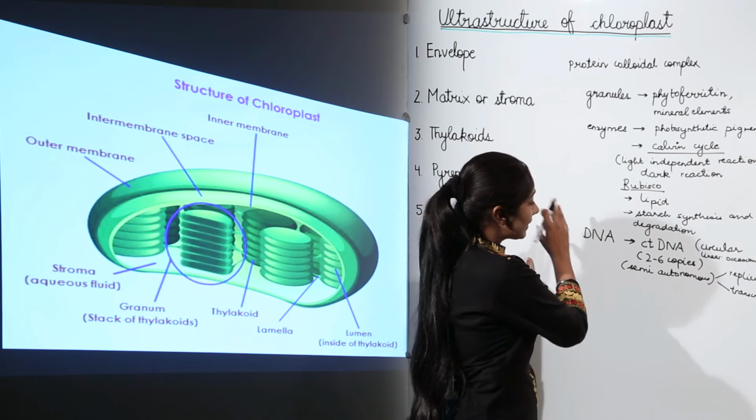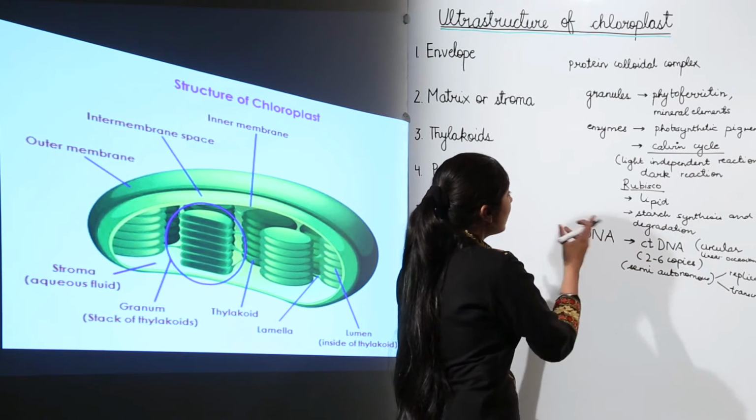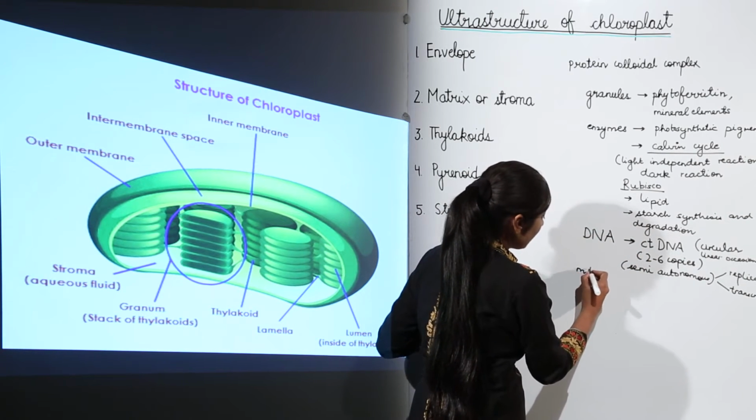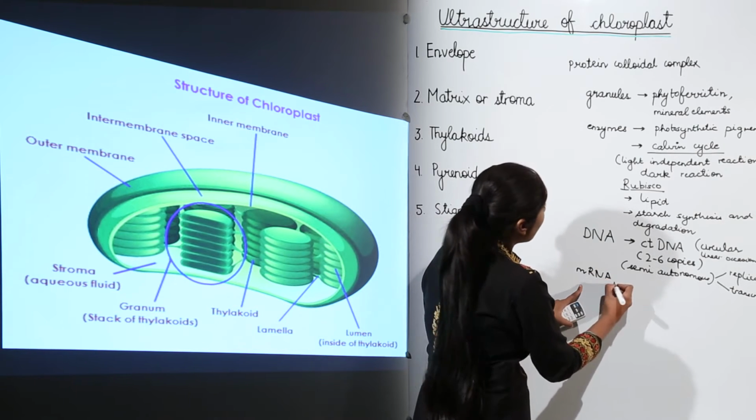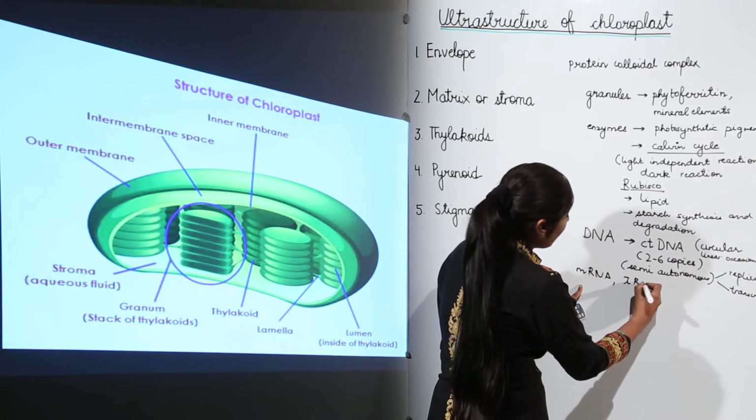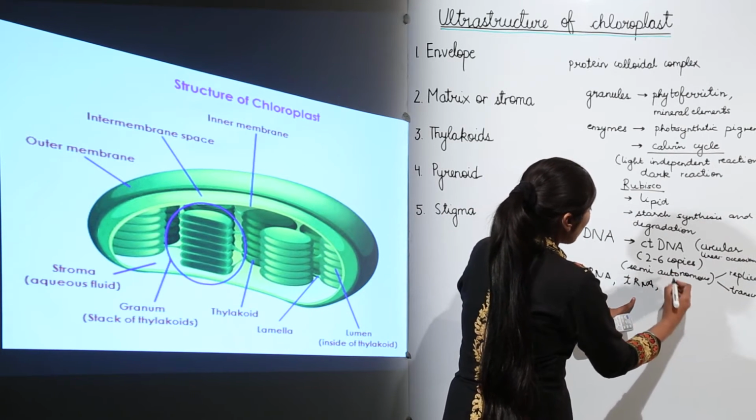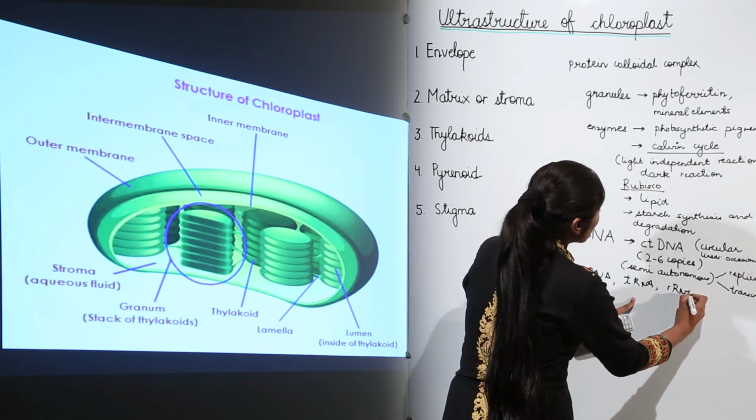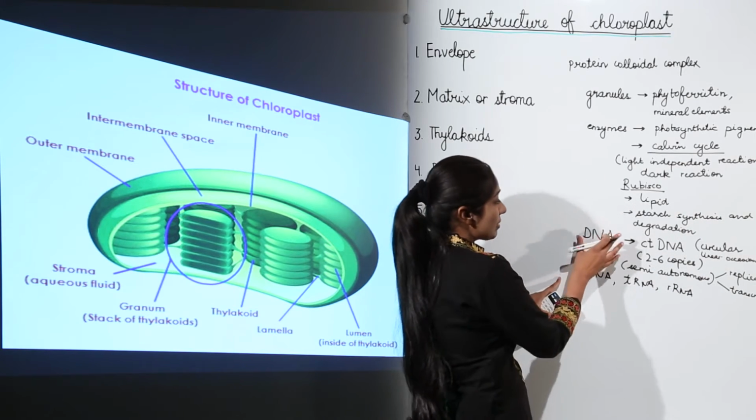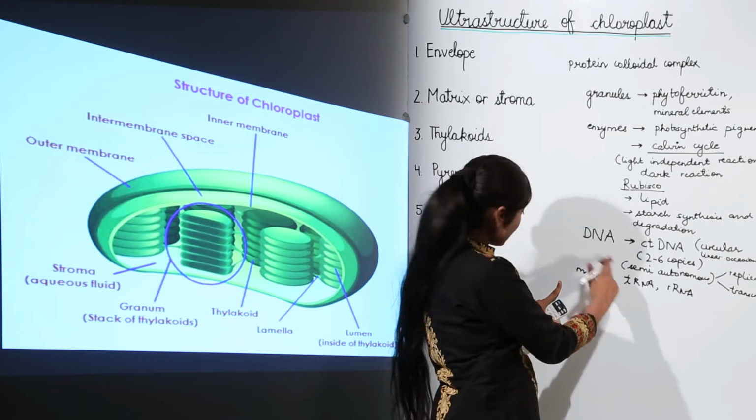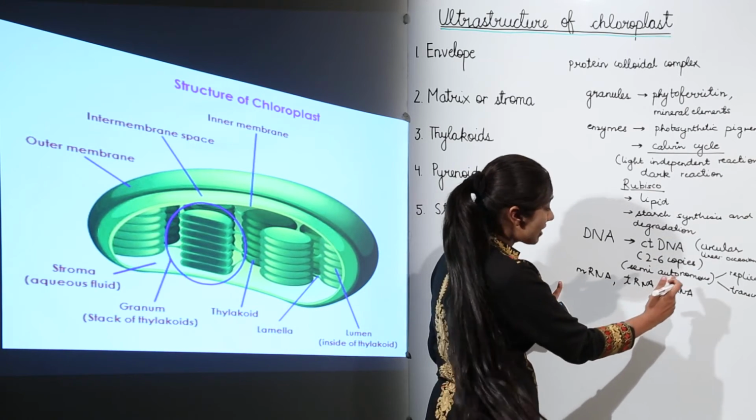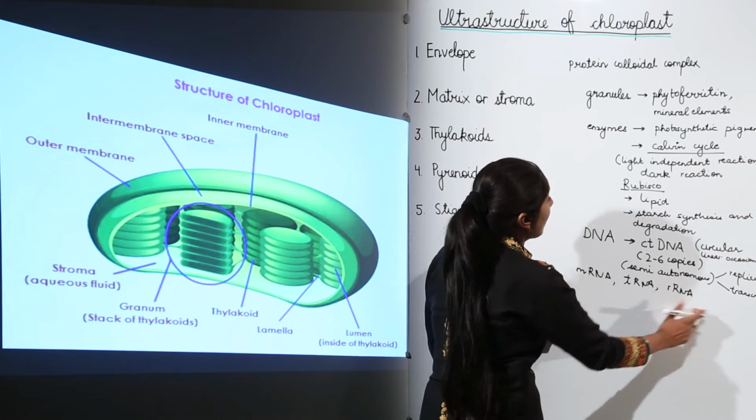And besides this DNA, we also have mRNA, that is messenger RNA, tRNA, that is transfer RNA, and we also have rRNA, that is ribosomal RNA. So besides DNA, we also have RNA, that is mRNA, tRNA, and rRNA.